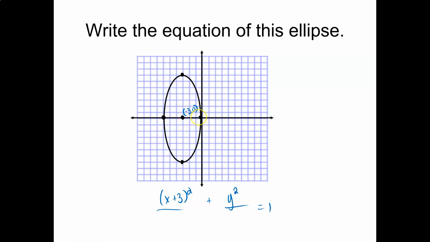And to the right or left, how much do I go? 3, which means I'll have a 9 here. Up or down, 7, which means I'll have a 49 here. Okay, questions?